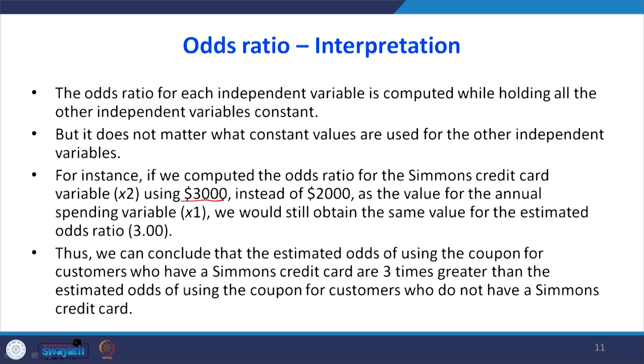Thus, we can conclude that the estimated odds of using the coupon for customers who have a Simon credit card are 3 times greater, that is the important interpretation, than the estimated odds of using the coupon for customers who do not have the Simon credit card. So, you have to target a person who has the credit card. When you target them, there is a 3 times more chance that people will use the coupon when compared to those who are not having credit card.